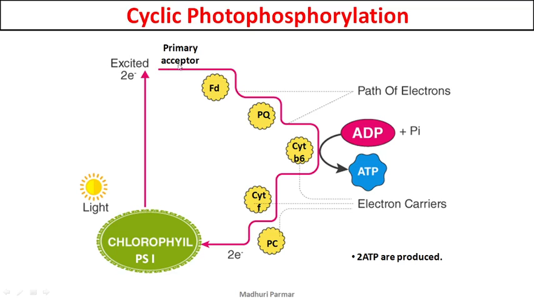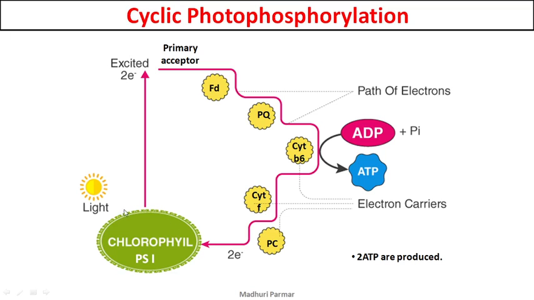So can you see, in the whole process, the electron is getting excited from photosystem 1. It is passing through different electron transporters and it is coming back to the chlorophyll 1. Hence it is called cyclic photophosphorylation. As you can see, it is moving in a cyclic manner. The electrons which are leaving photosystem 1 are coming back to photosystem 1.